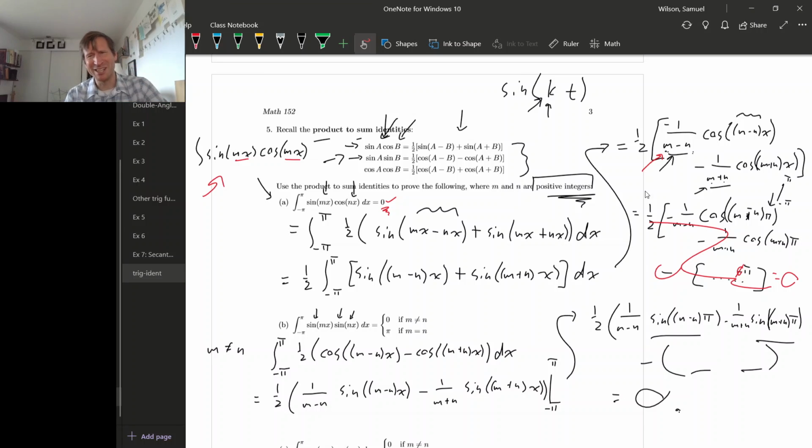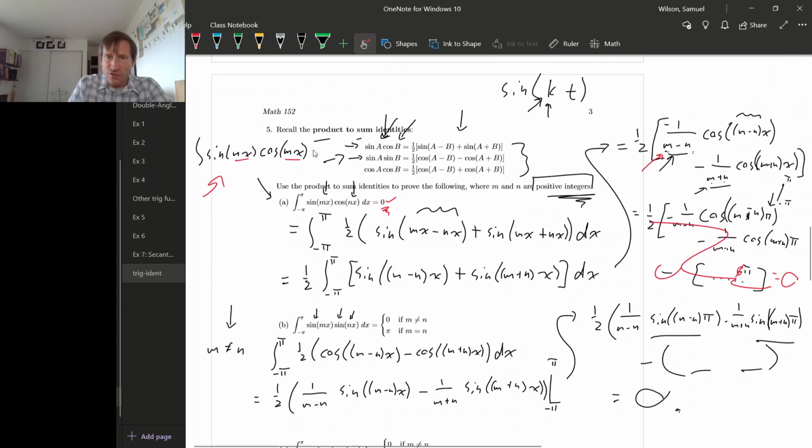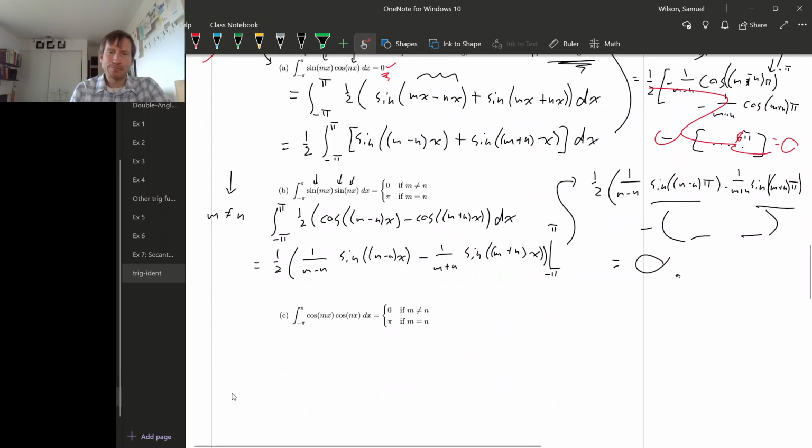All right, that one was a little easier than part A. Okay, and again, I'll let you do the case where m and n are equal yourself. Instead of using a product to sum identity, you're going to end up using some sort of double angle identity. All right, finally for part C, cosine times a cosine. So we'll use this third version of the product to sum identities.